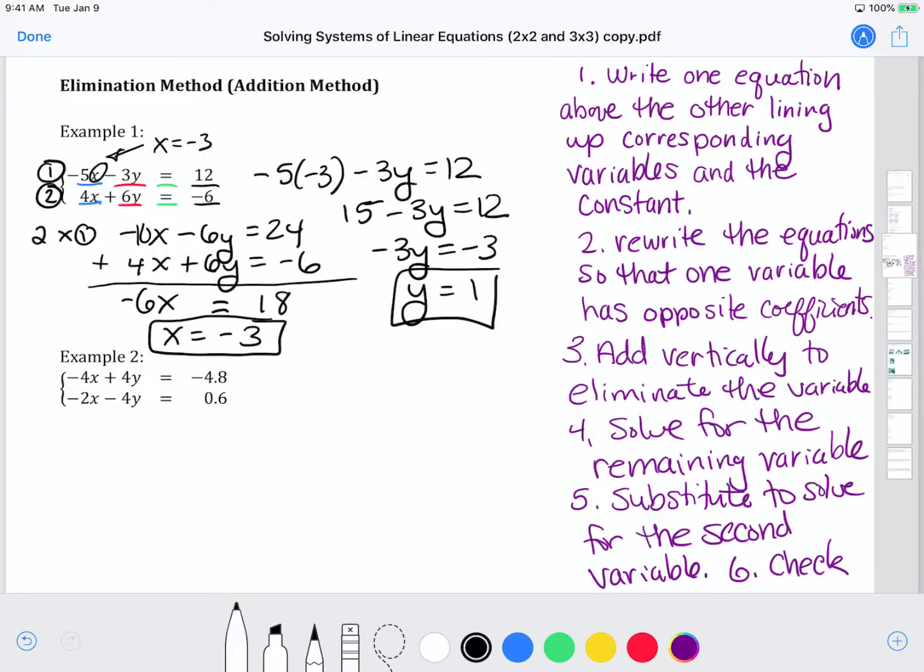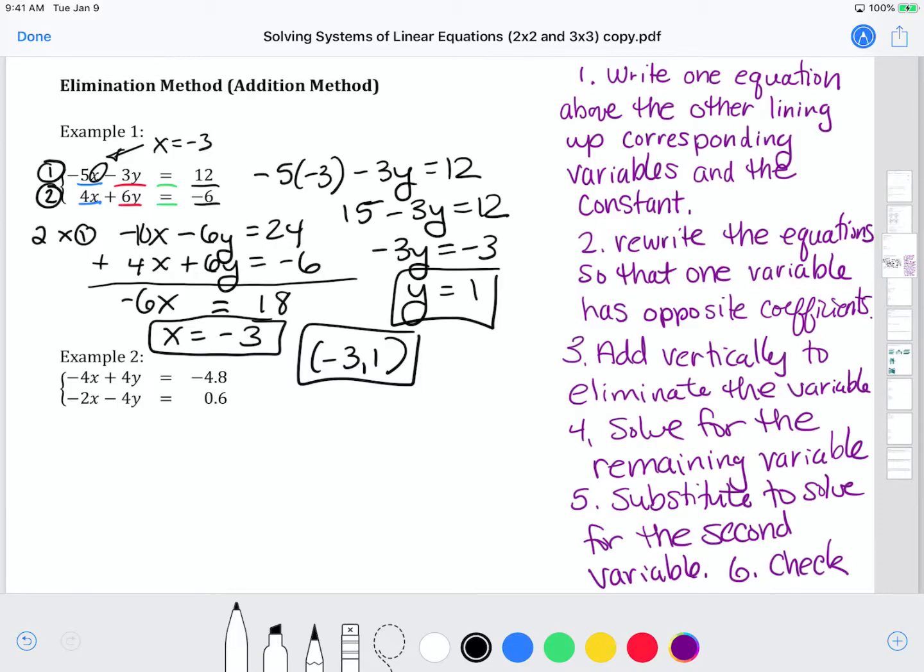So if I were to graph these on my calculator, if I wanted to check, I would graph both lines, equation 1 and equation 2, and then where they cross would be the point (-3, 1). This should be where their intersection point is.